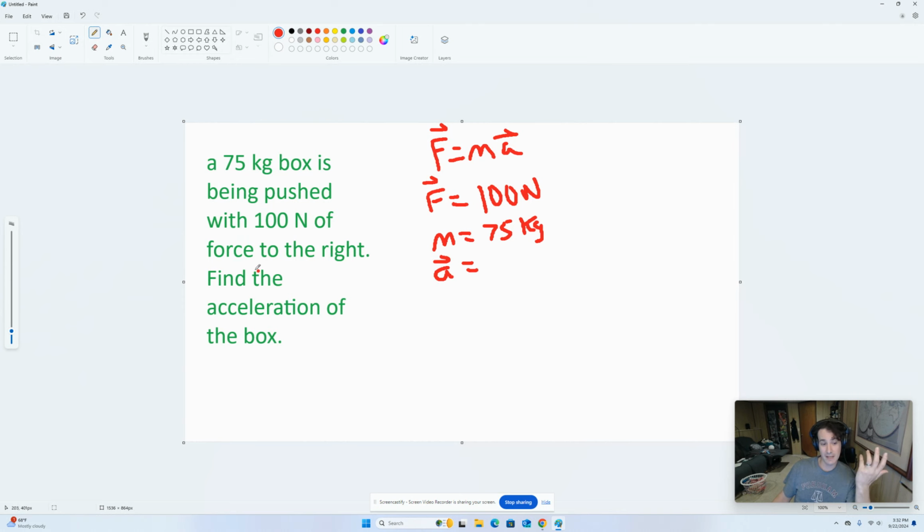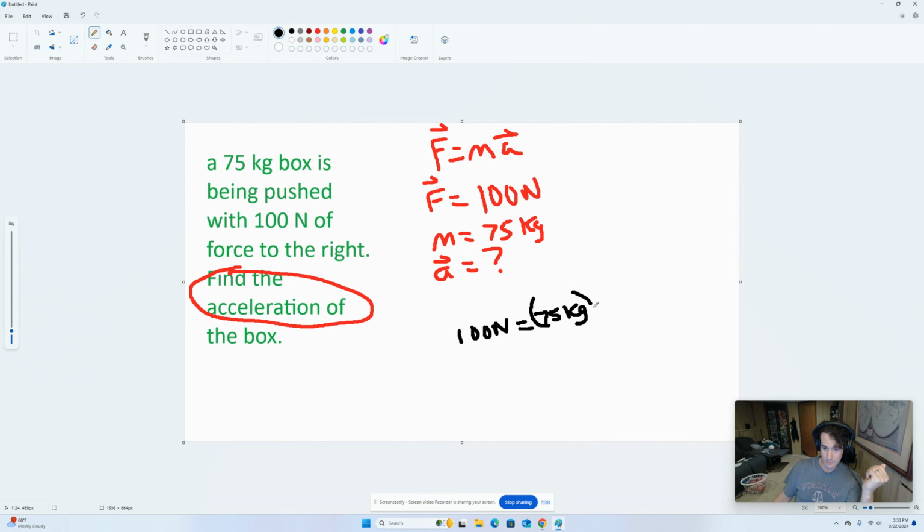You say acceleration. Hey, I'm trying to find the acceleration. So I don't know that, right? And then I'm going to do some very basic algebra. So my force is 100 newtons. I'm going to plug that in. It's equal to 75 kilograms times A.